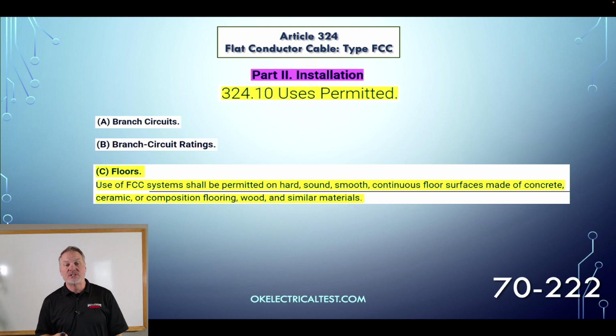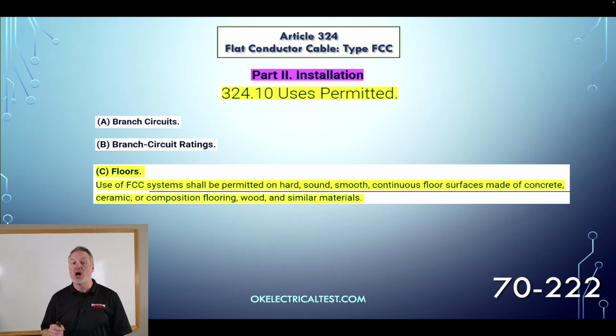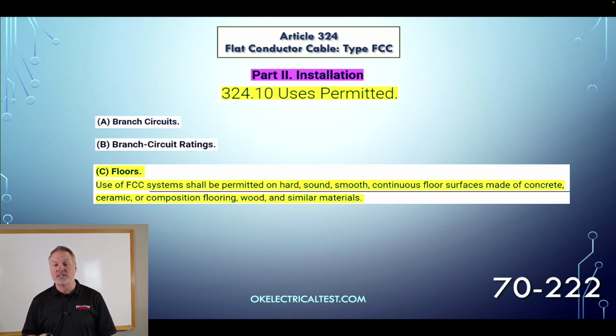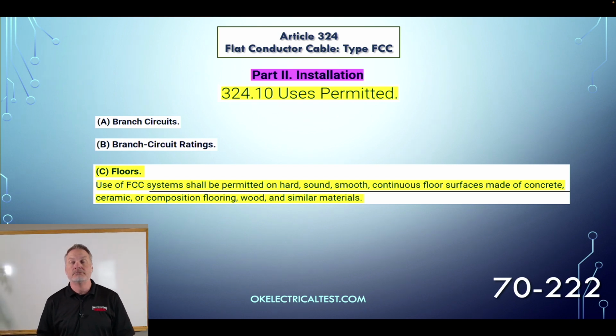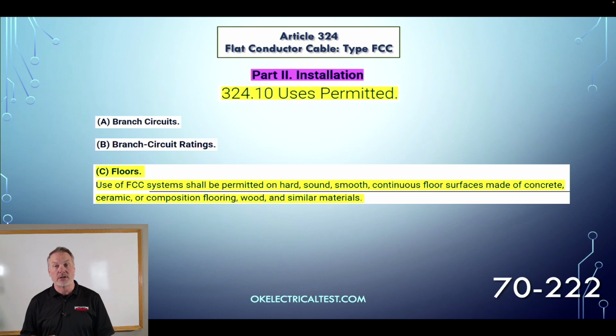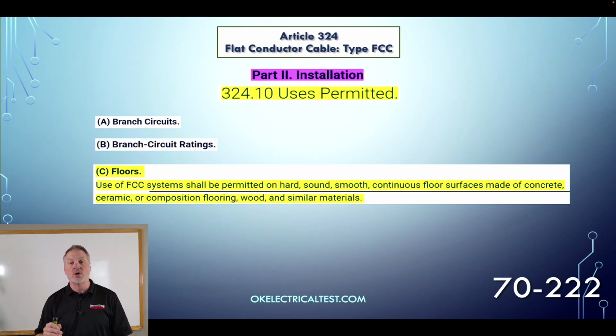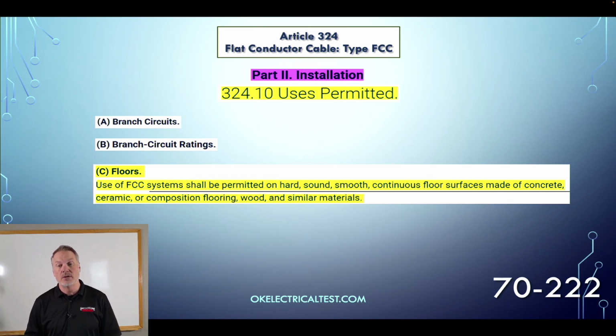The use of FCC systems shall be permitted on hard, sound, smooth, continuous floor surfaces made of concrete, ceramic, composition flooring, wood, or similar materials. So it needs to be hard, smooth, and continuous. So a question on the exam says, on concrete floors, we need to have all the following properties if I'm using FCC cable, except. 3 of my options are going to be hard, sound, and smooth, or continuous, and then they'll have something else that's not on there.